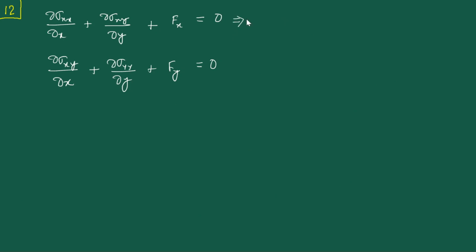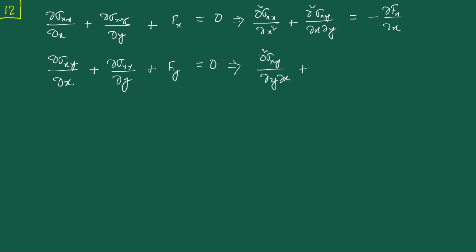So I differentiate this first one, just as I had done in the plane stress formulation, with respect to x. I obtain del square sigma xx del x square plus del square sigma xy del x del y, that is minus del fx del x. The second one, I differentiate with respect to y so that I obtain del square sigma xy del y del x plus del square sigma yy del y square, that is equal to minus del fy del y. So let's call these two equations equation number 7 and 8.